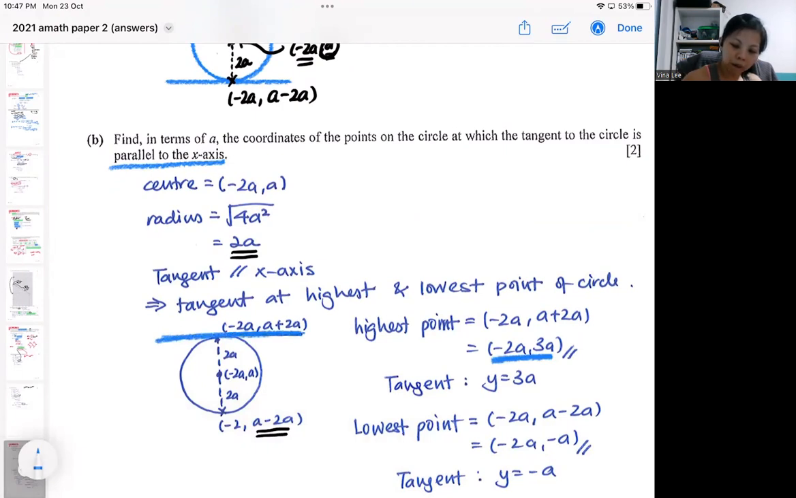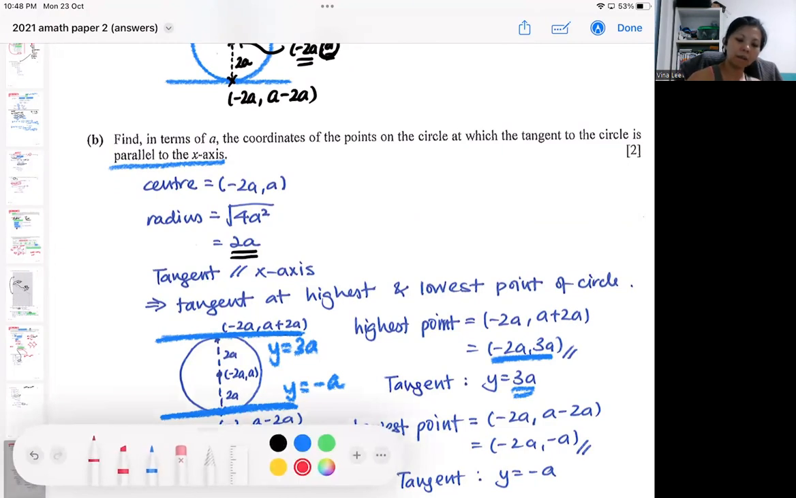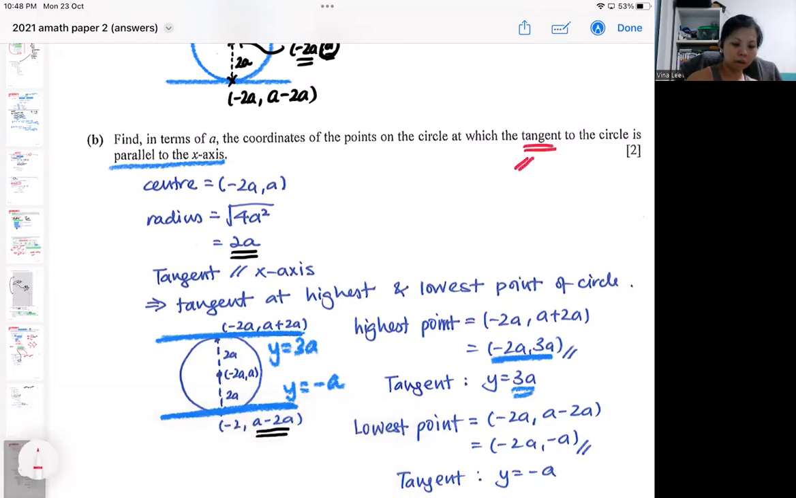So this will be y equal to 3a. That means you follow the y coordinate. So the lowest point is this point, and then the tangent will be y equal to minus a. So they could have asked you for the equation of the tangent, even though here they didn't ask. So at the same time, they could have asked for the tangent that is parallel to the x-axis. They could have asked for the tangent that is parallel to the y-axis. That means they are asking for vertical tangent.